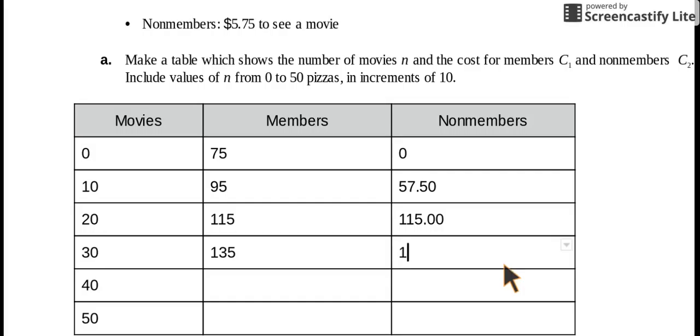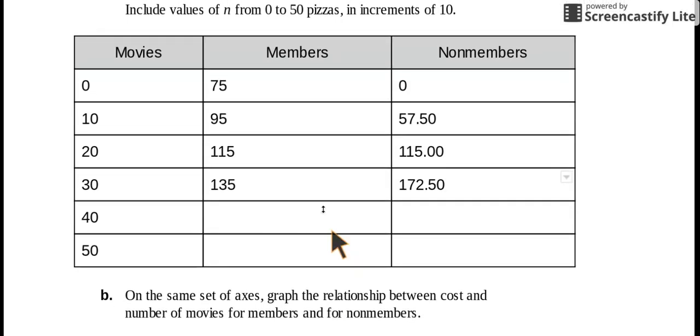So let me do some more quick math. That should be 172.50. Let me check. Yeah. And then you just continue writing out your table.